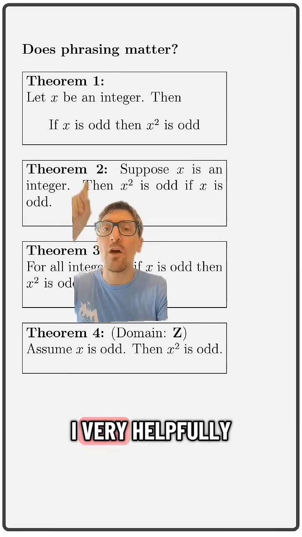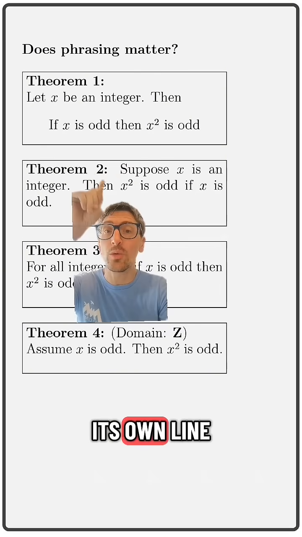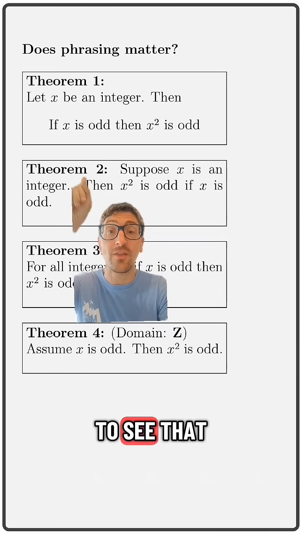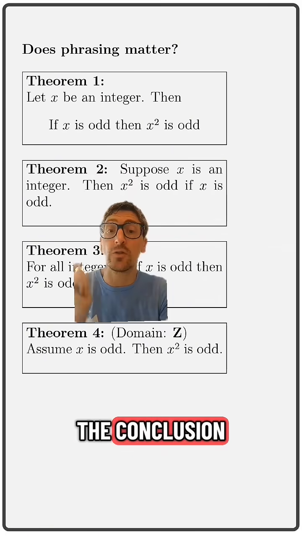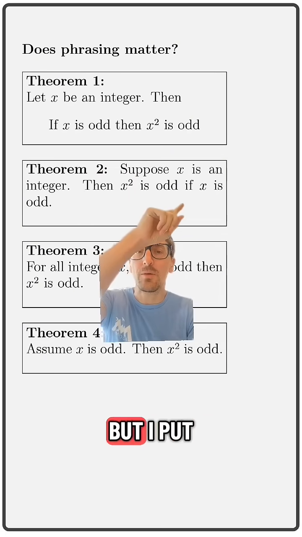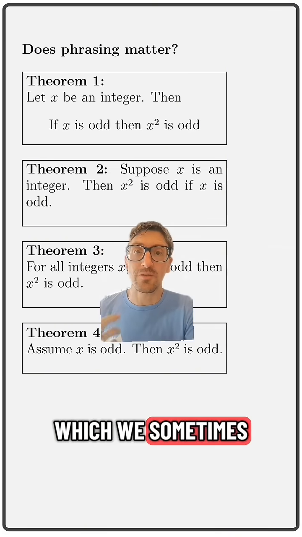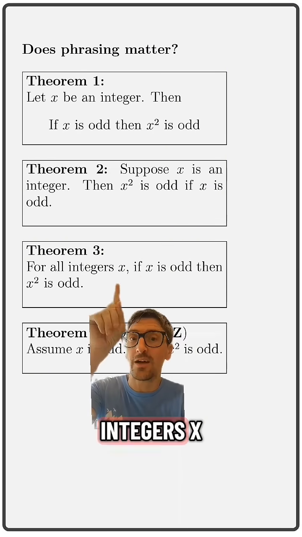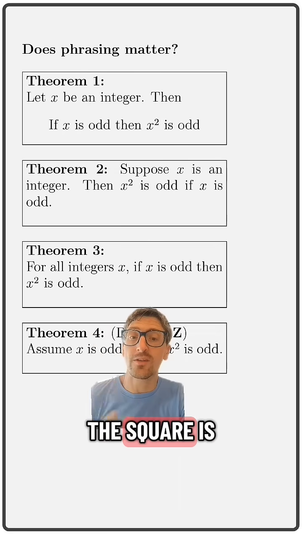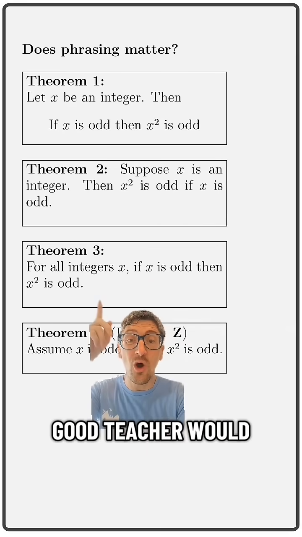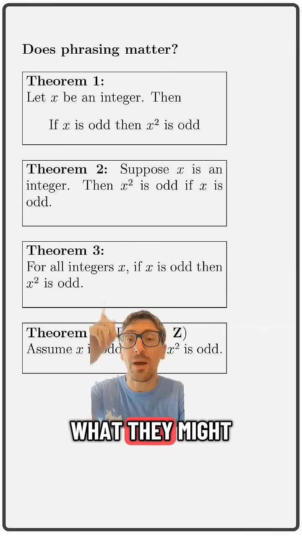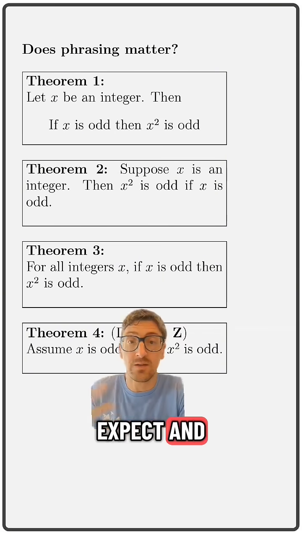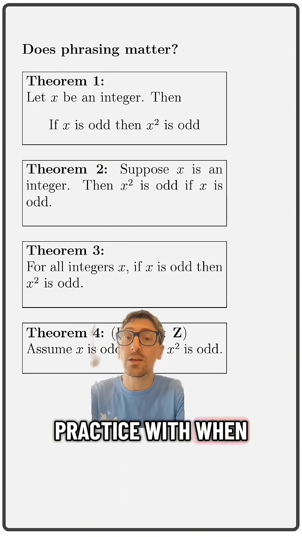Right, this top one, I very helpfully put the if-then statement in its own line. I think students would be able to see that this is the hypothesis and this is the conclusion. And this is still the same if-then statement, but I put the if clause at the end, which we sometimes do. Here, I've got this correct quantifier: for all integers x, if that integer is odd, then the square is going to be odd. I think a good teacher would know how this is going to confuse students, what they might write, and what to expect and talk about and give them practice with when dealing with these quantifiers.